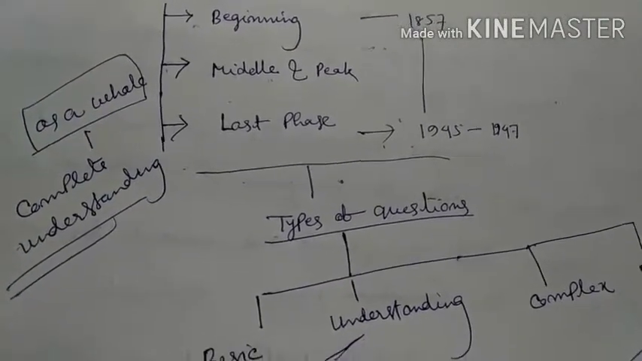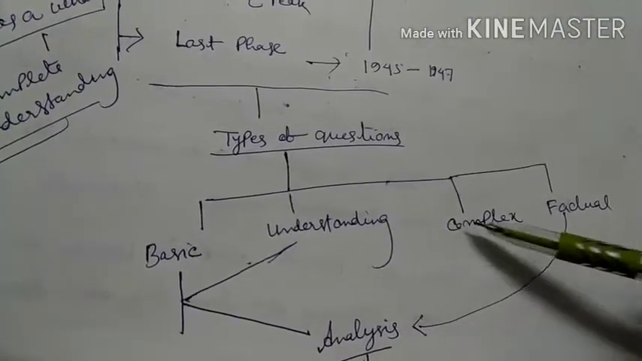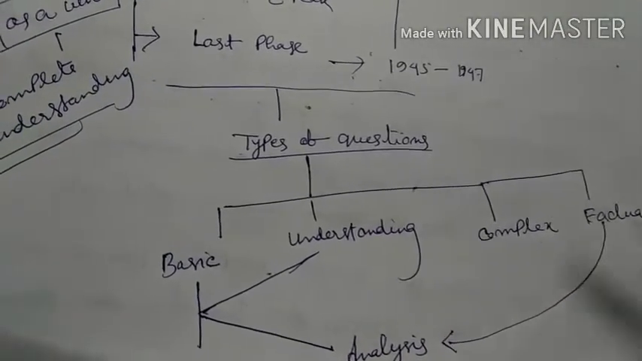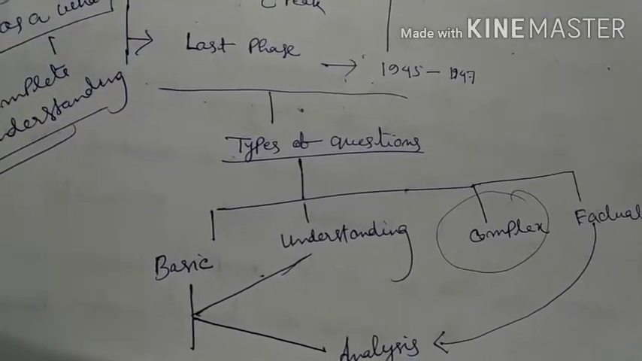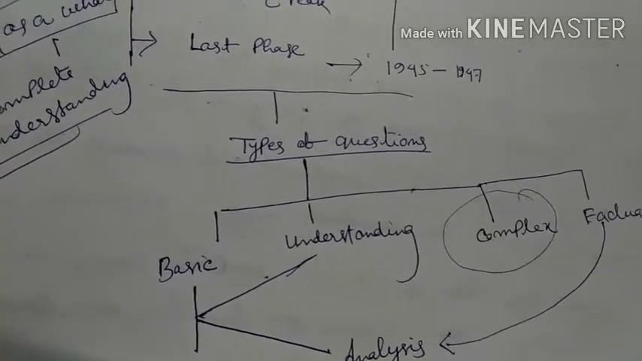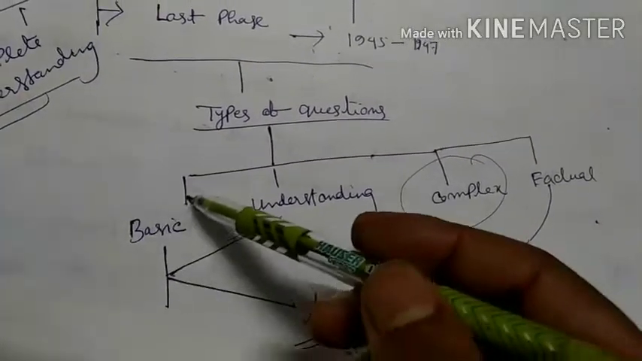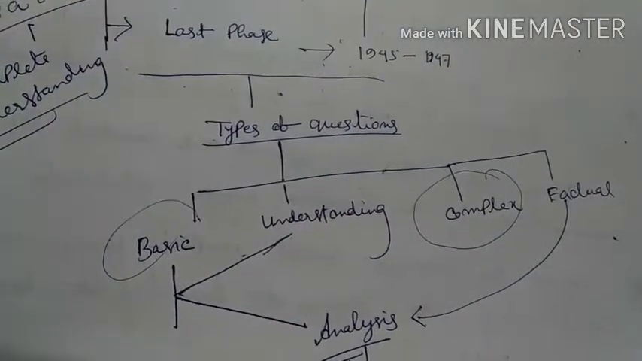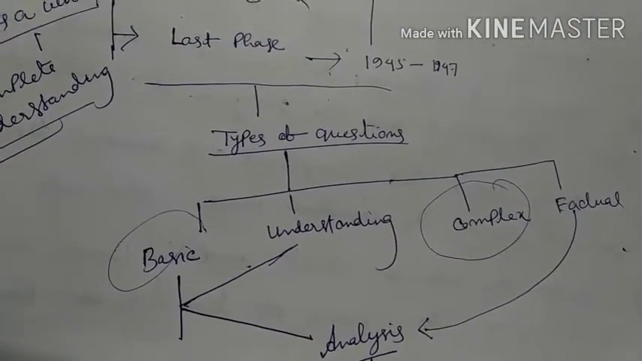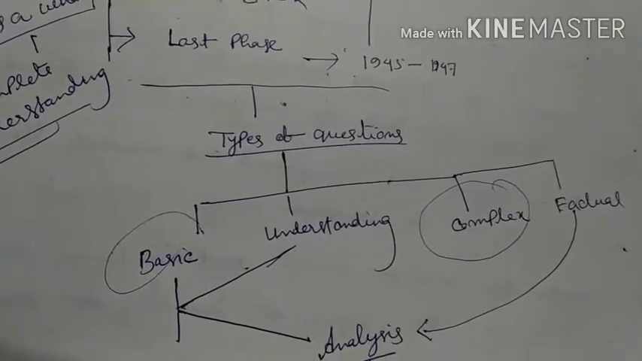And if we see the types of the questions, basic, understanding, complex, and factual, we cannot totally say the questions are complex, but the questions are complex, why? Let's see. First, we can say that the questions are of basic level. The questions which have been asked are preliminary level, or when we read the freedom struggle topic, we can actually anticipate these types of questions.